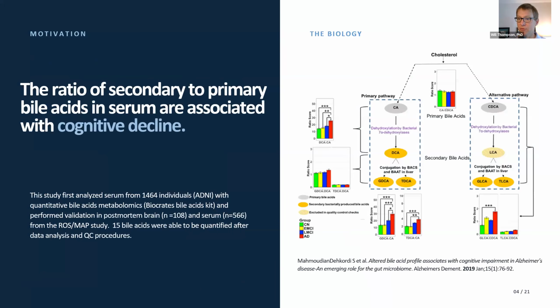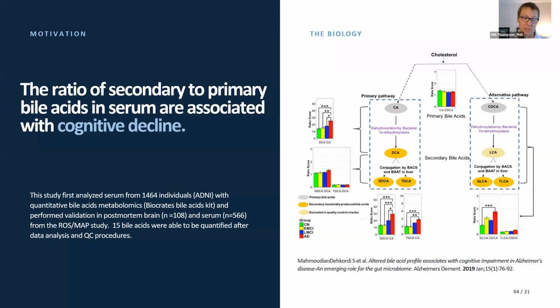One of the most impactful studies that came out of the lab at the time was this seminal finding from one of the ADMC studies, which was that the ratio of secondary to primary bile acids in serum were associated with cognitive decline. This study involved the measurement of over 2,000 specimens using bile acids. And it really opened our eyes to the potential impact or reflection of bile acids on cognitive decline.